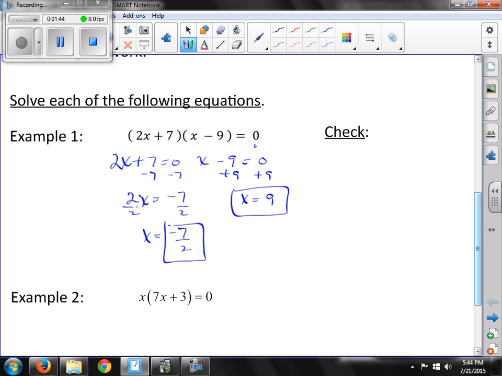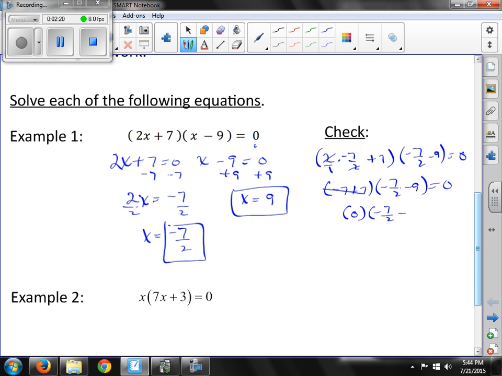Plugging in the negative 7 halves first, we have 2, which would be 2 over 1, times negative 7 halves, plus 7, and then we have negative 7 halves minus 9 equal to 0. And the 2 times the negative 7 halves, the 2's will cancel out and just give us negative 7 plus 7 times negative 7 halves minus 9 equals 0. And of course this turns into 0. Negative 7 plus 7 turns into 0 times this other thing, which we don't even need to worry about, because anything times 0 is 0, so we have 0 equals 0, and the first one checks.